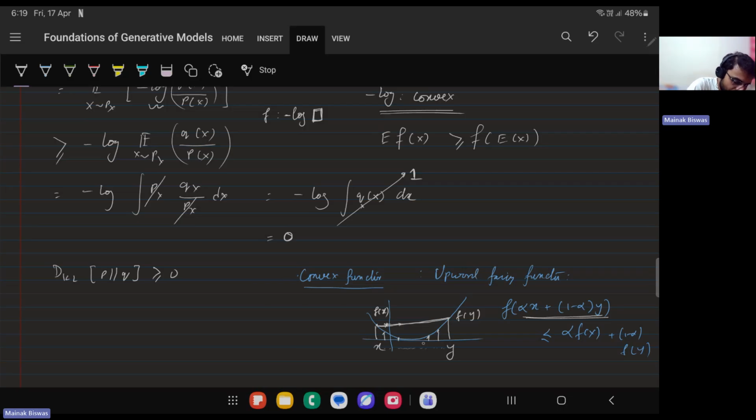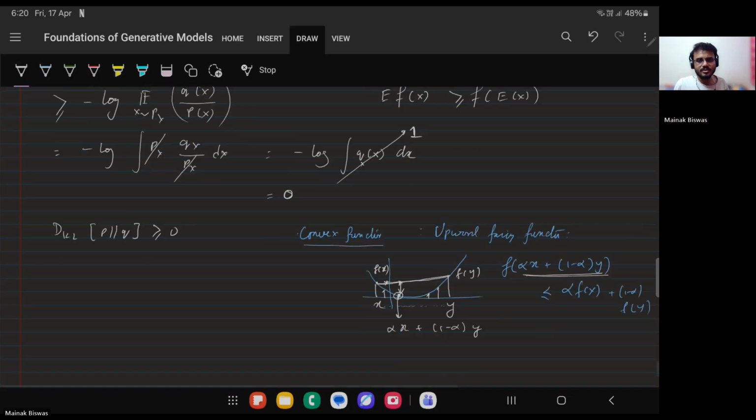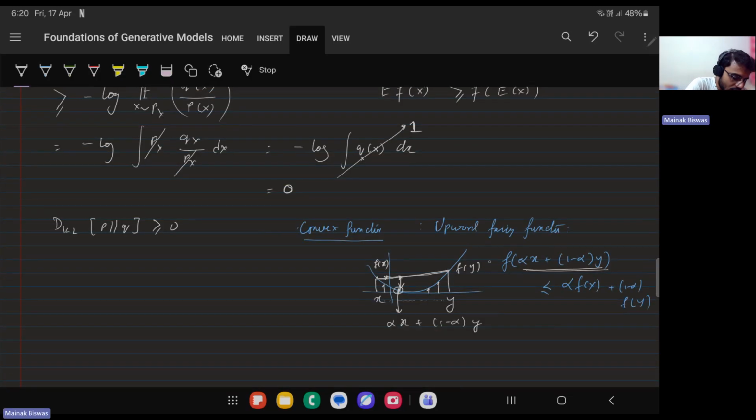If you take a point like this, alpha times f of x, or if you take a point in between, which is alpha times x plus 1 minus alpha times y, the function value at this point is below this value, right? This is a convex function.